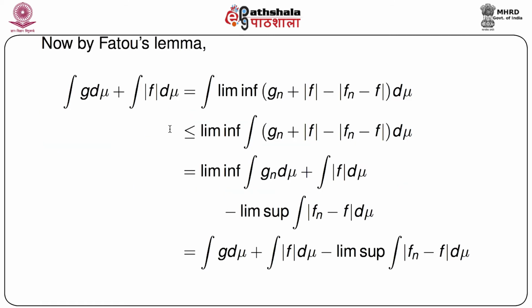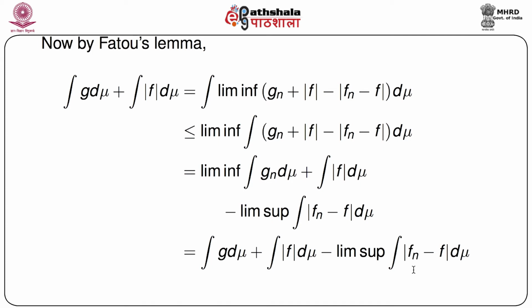Now we just apply Fatou's lemma directly. By Fatou's lemma, we can immediately write the integral of g d mu plus the integral of mod f d mu, now the integral of g d mu is nothing but the limit of the integral of g_n plus mod f minus mod f_n minus f d mu, which is less than or equal to the lim inf of the integral of g_n plus mod f minus mod f_n minus f d mu. This is the place where we applied Fatou's lemma, and this equals the limit of the integral of g_n d mu plus the integral of mod f d mu, because there is no n, minus, since the lim inf of minus something is minus of the lim sup of the integral of mod f_n minus f d mu. Again, as the integral of g_n d mu goes to the integral of g d mu, we have the integral of g d mu plus the integral of mod f d mu minus the lim sup of the integral of mod f_n minus f d mu.